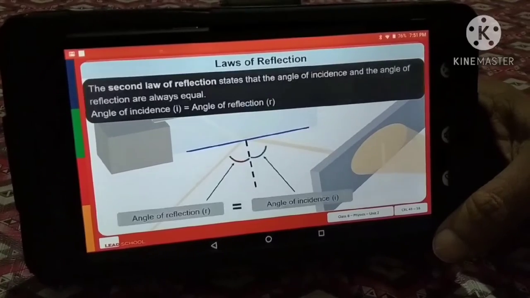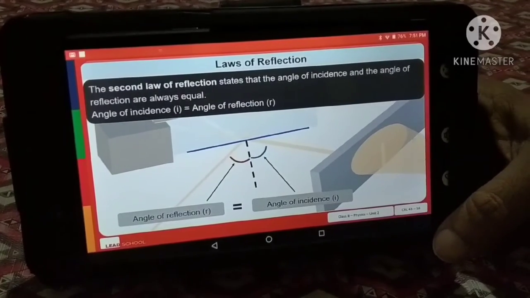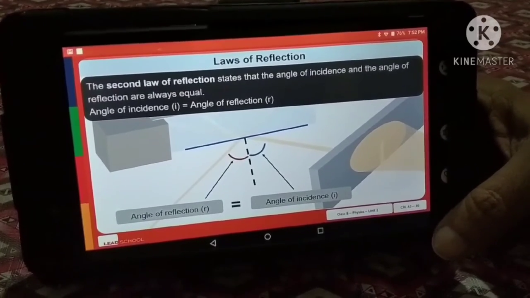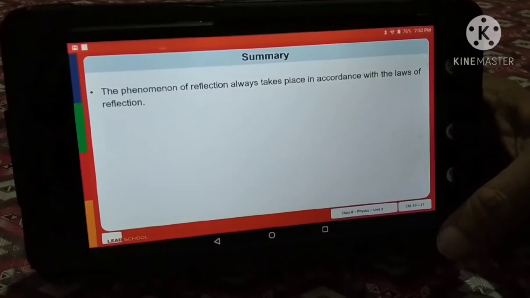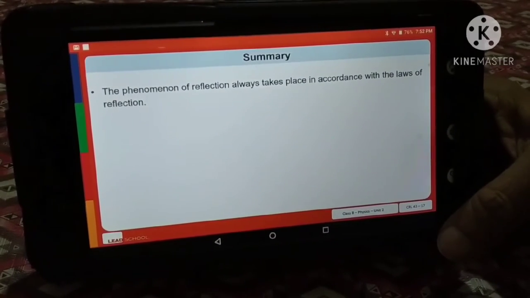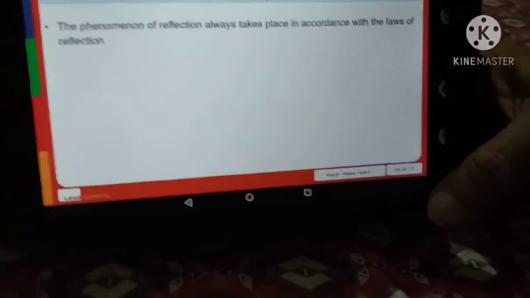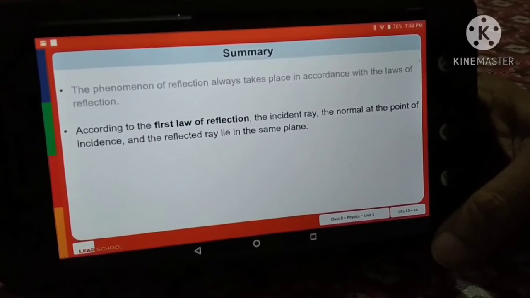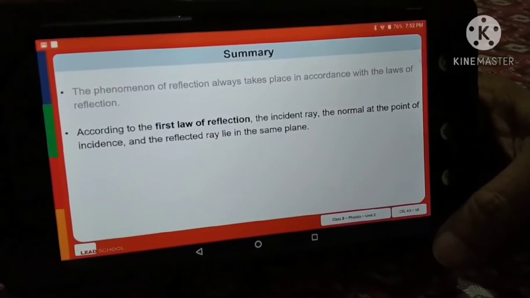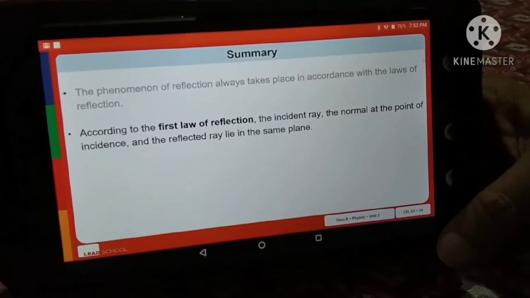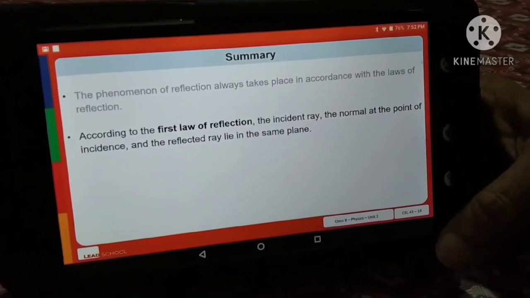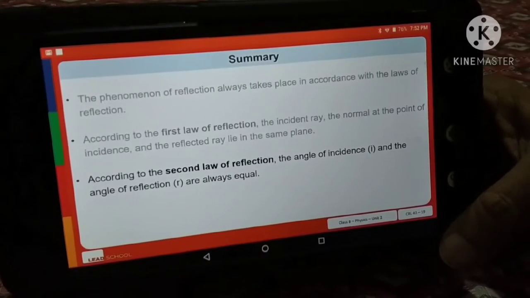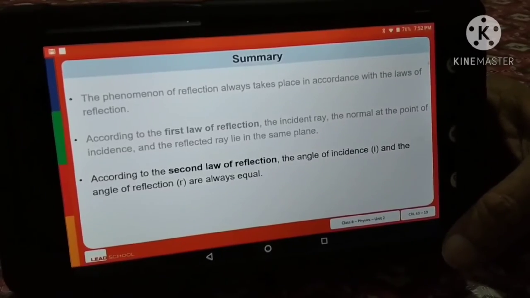The second law of reflection states that the angle of incidence and the angle of reflection are always equal. In summary, we can say that the phenomenon of reflection always takes place in accordance with the laws of reflection. According to the first law of reflection, the incident ray, the normal at the point of incidence, and the reflected ray lie in the same plane. According to the second law of reflection, the angle of incidence and the angle of reflection are always the same.